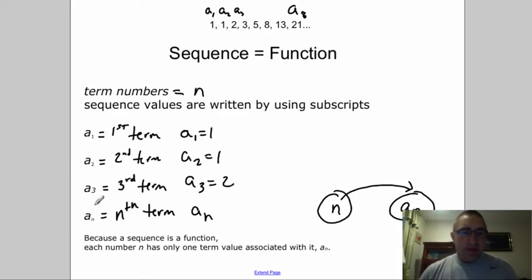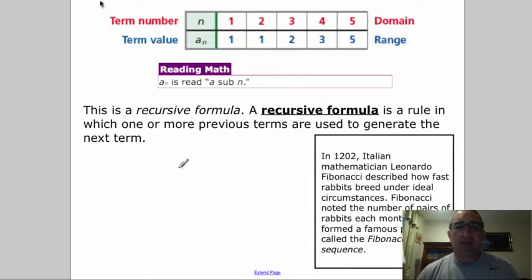Now, that's the background of sequences. Let's take a look at some more notation and how we're going to read these. So notice up here, again, we're working with this Fibonacci sequence. If you notice in the table, I have n as the first term, and a sub n, which is a sub 1, is 1. A sub 2, a sub 3, a sub 4, a sub 5.